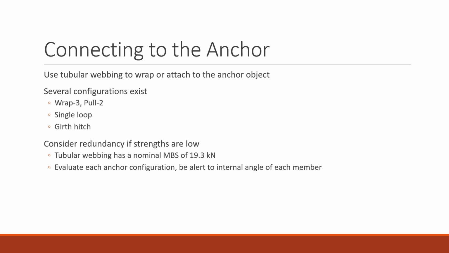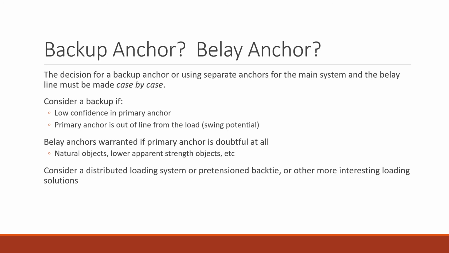So having redundancy in how that anchor is put together, like a wrap 3, pull 2, you have 2 attachment points that are all coming together as it's wrapped around that 3 times. So no component in there is experiencing all of the load. And if that one fails, everything's redundant and works well. So think about that redundancy. Remember that tubular webbing is lower strength than most other stuff in the system.